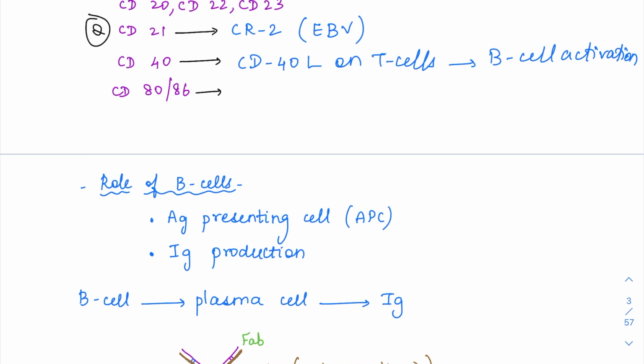Then there is another interaction between the T cell and B cell, which is the CD80/86. CD80/86 is present on the B cells, and this is going to attach with the CD28, which is present on the T cells. So this interaction will in turn lead to the activation of T cells. This is very important. So remember, CD40 ligand interaction will result in B cell activation, while CD80/86 with CD28 interaction is going to result in T cell activation.